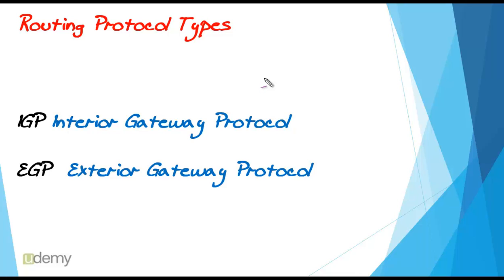Different routing protocol types. There are 2 methods for classifying routing protocols. In the first method, routing protocols are divided into 2 groups: IGPs and EGPs. Before we describe IGPs and EGPs, we have to define an expression. This expression is AS, or autonomous system. An AS, or autonomous system, is a part of a network which is owned and managed by a company.